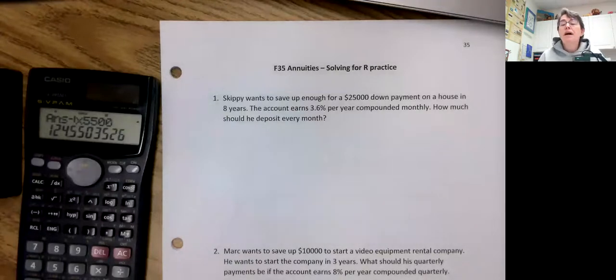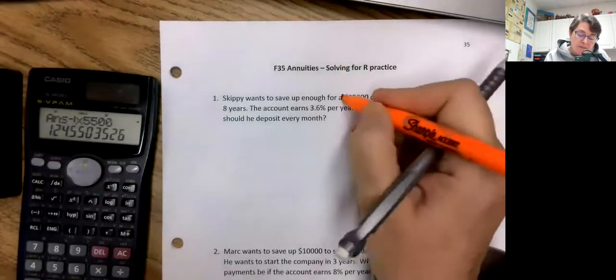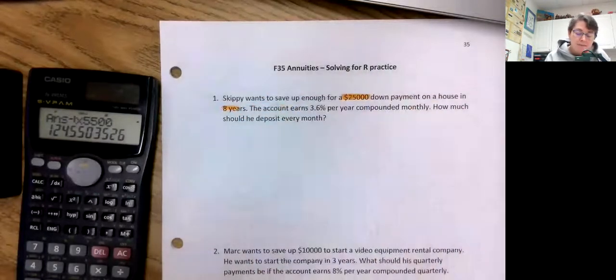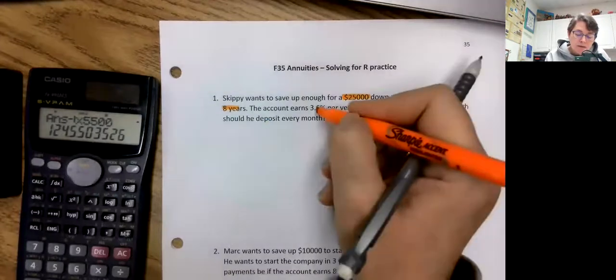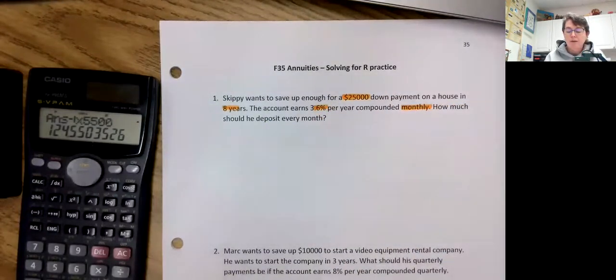We are solving for R, which is solving for how much the monthly payment or quarterly payment or something like that will be. All right, so Skippy wants to save up enough for a $25,000 down payment on a house in 8 years. He earns 3.6% compound monthly. How much should he deposit every month?